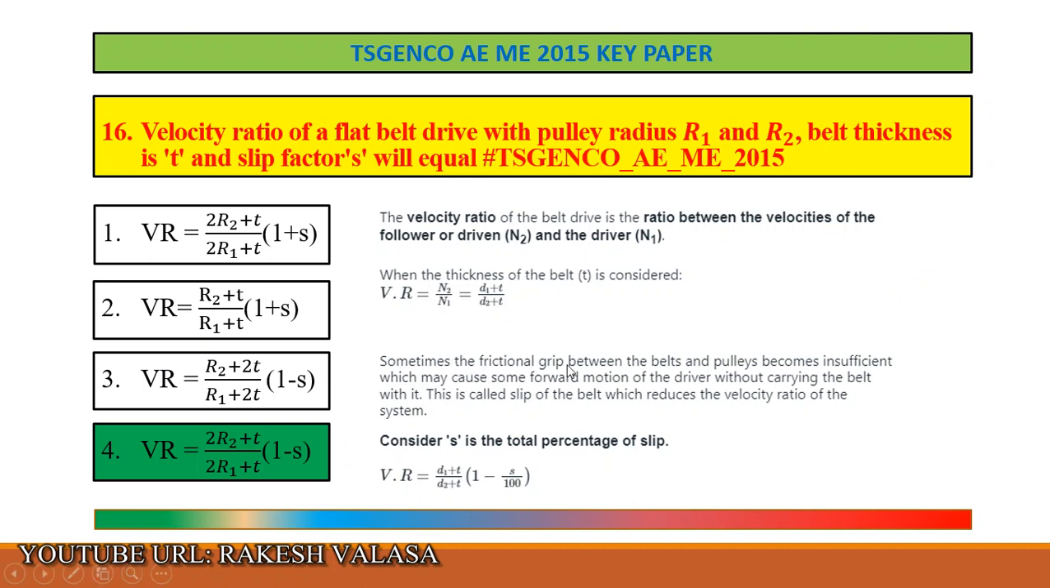Sometimes the frictional grip between the belt and pulleys becomes insufficient, which may cause some forward motion of the driver without carrying the belt with it. This is called slip of the belt, which reduces the velocity of the system. So that's why we consider the slip factor. So the total percentage of slip: velocity ratio equal to (D1 plus T) by (D2 plus T) into (1 minus S by 100).